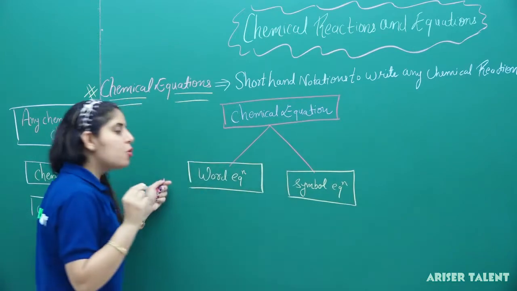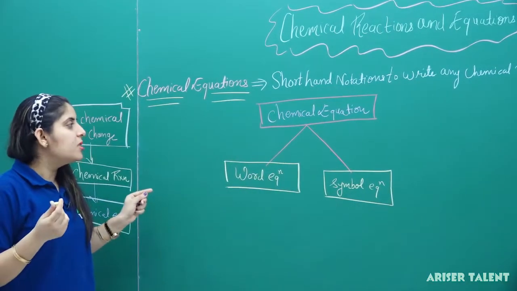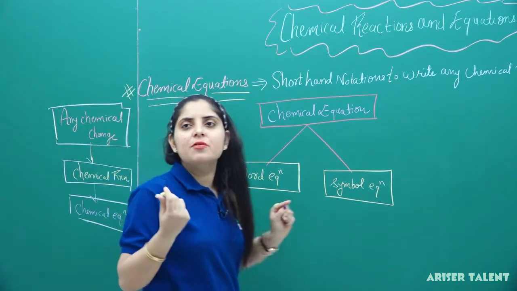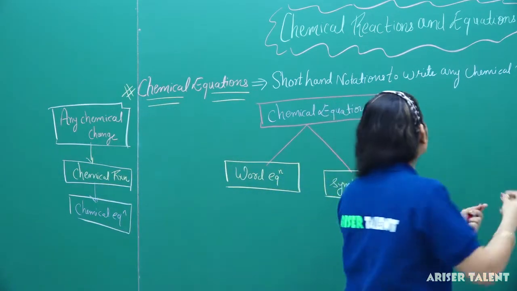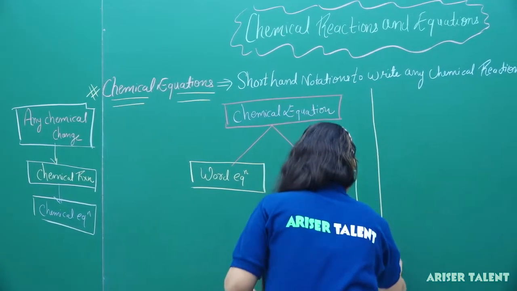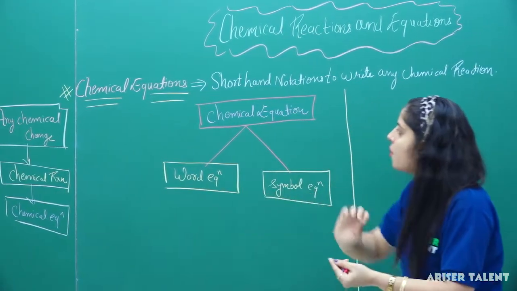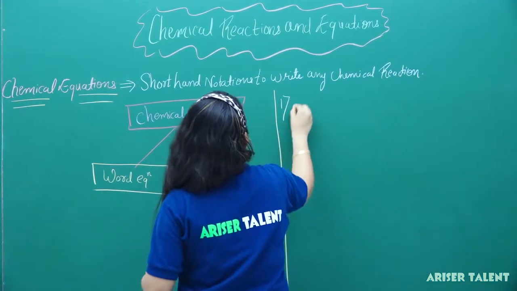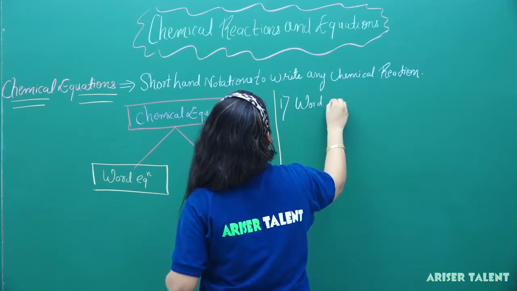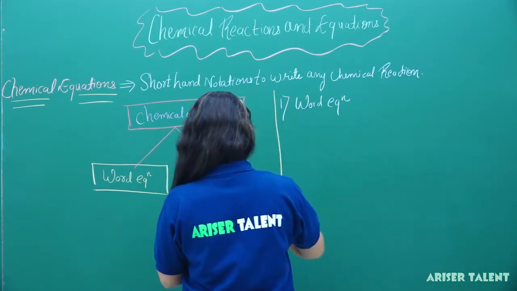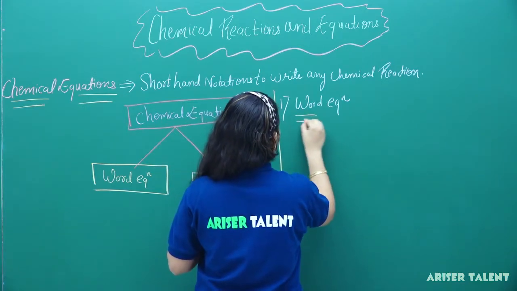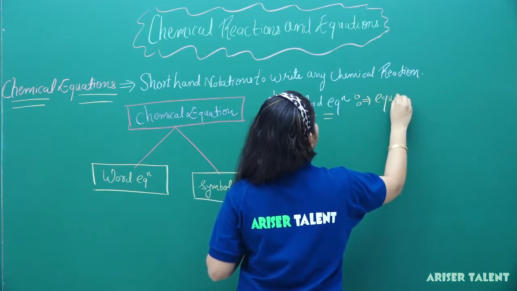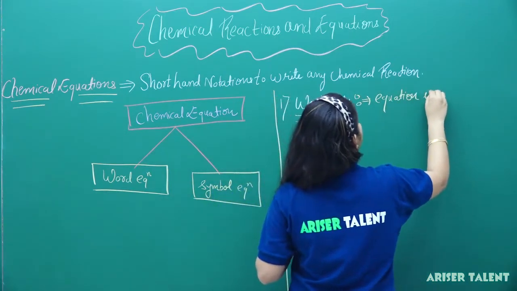Word equation is sometimes also known as sentence equation, because the statement is basically written in sentence form. So, we have our first topic, that what actually the word equation is. Word equation means writing any equation in a sentence form. So, we will write the equation in sentence form.